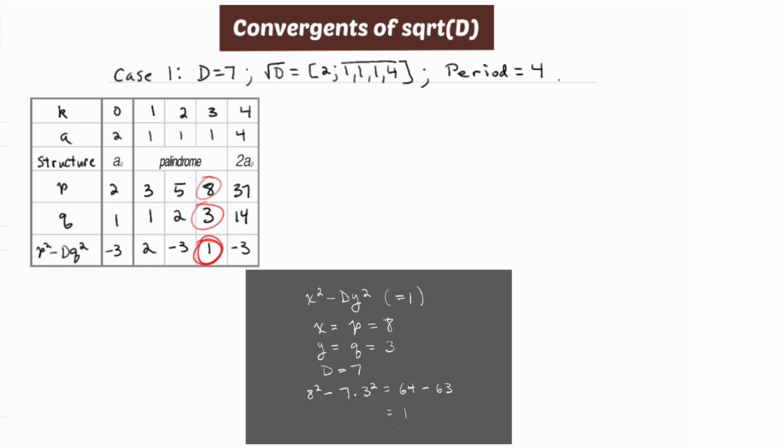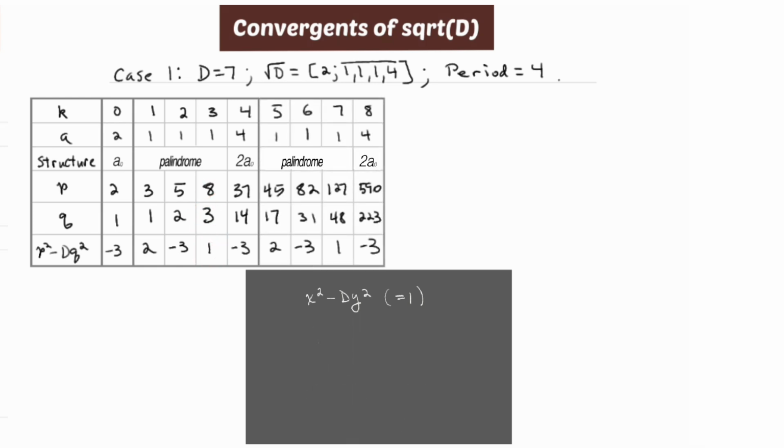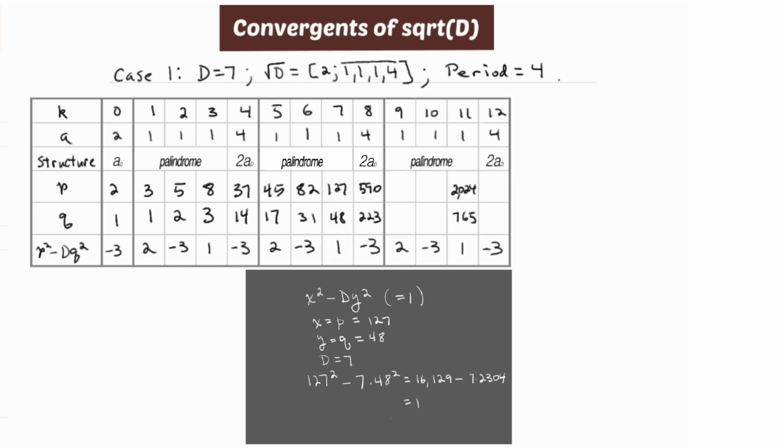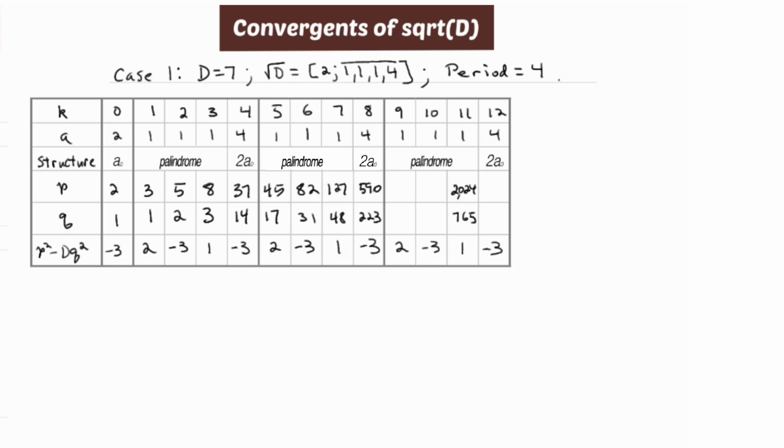Let's look at the information for another period. Here it is. Once again we have a 1, so we have another solution to Pell's equation. If x equals p equals 127 and y equals q equals 48, then p squared minus 7 times q squared equals 16,129 minus 7 times 2,304 equals 1. Let's look at the next period. I didn't write in all the values of p and q just to save a little space. The values that matter are filled in. We have a 1, and therefore this p and q provide another solution to Pell's equation.